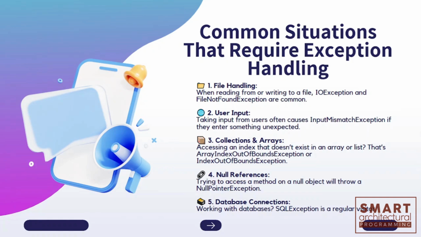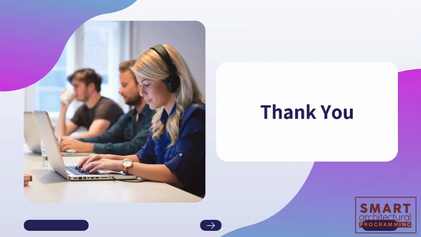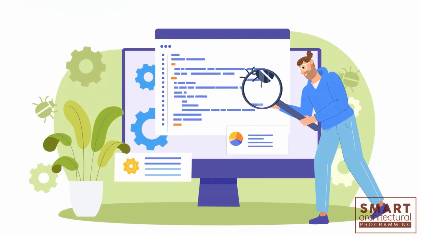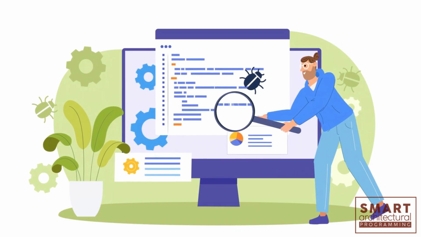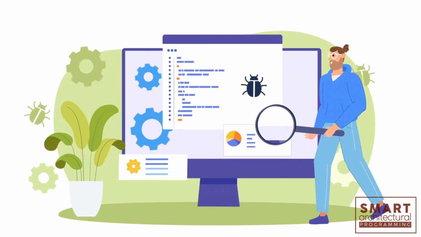The key is to anticipate where things can go wrong. With user input, for example, you need to anticipate what sort of wrong inputs the user could enter, and use exception handling to protect your code and improve your user experience. Handling exceptions is a critical part of becoming a skilled Java developer. It's not just about fixing bugs, it's about writing software that behaves predictably even when things go wrong.